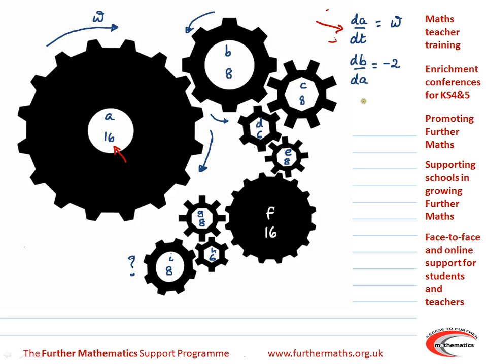If dB dA is -2 and dA dt is omega, then dB by dt, the rate of turn for B, is going to be dB dA times dA dt. That's our chain rule calculation. So dB dt can be given by -2 omega. Okay, and we can carry that through the rest of the calculation.